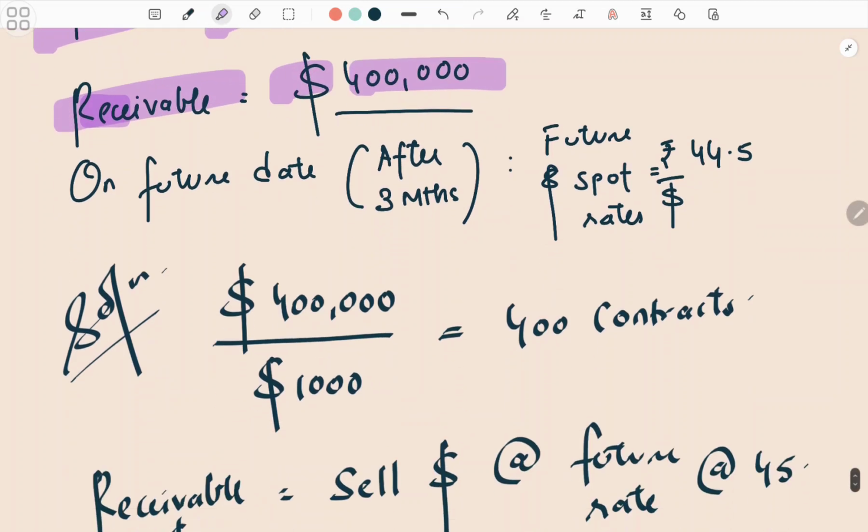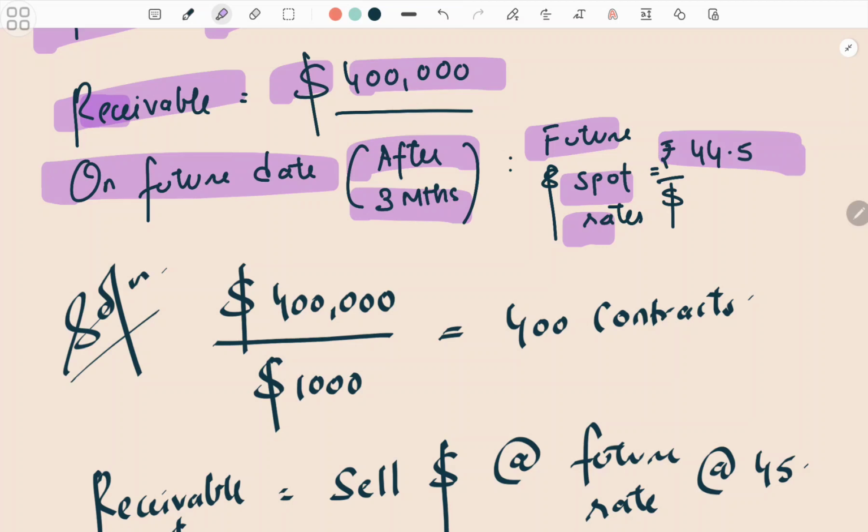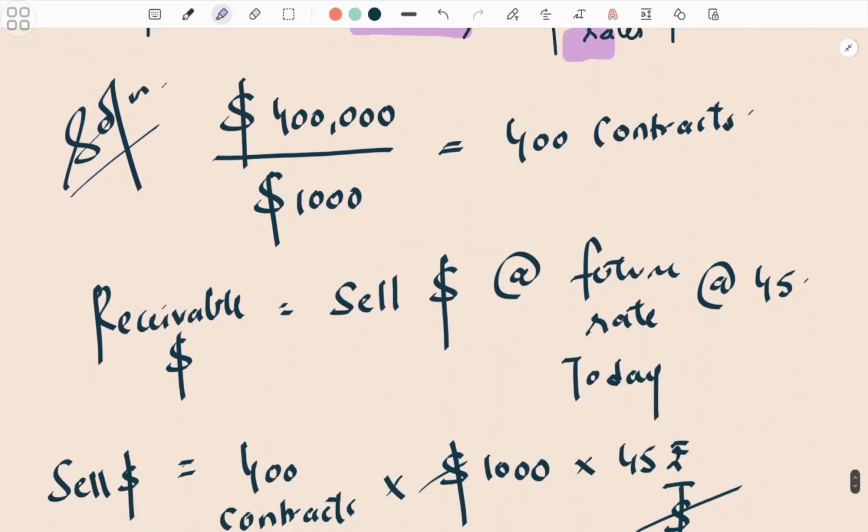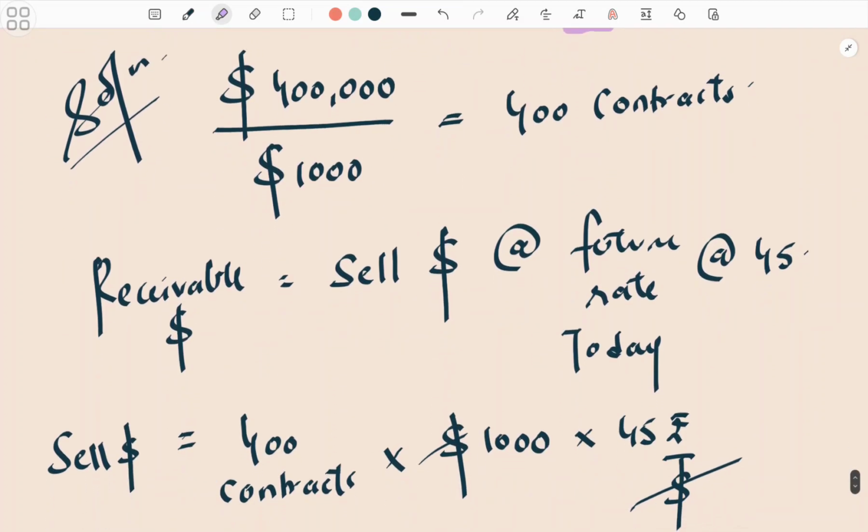Now the question has also given that on the future date, that is after 3 months, the future quote and the spot quote, these rates are 44.5. These rates are same. On maturity the future and the spot have converged basically. Okay, let's start the solution. I've written it so that we can quickly go through it and save time.